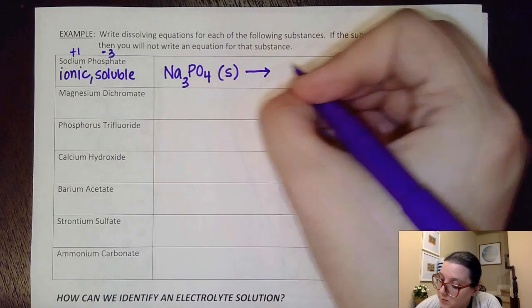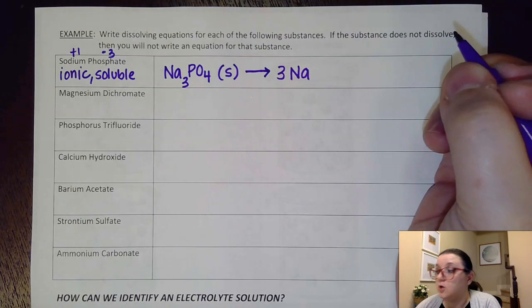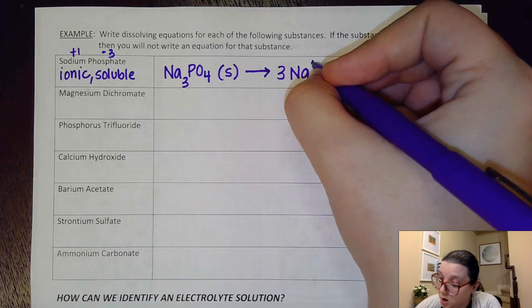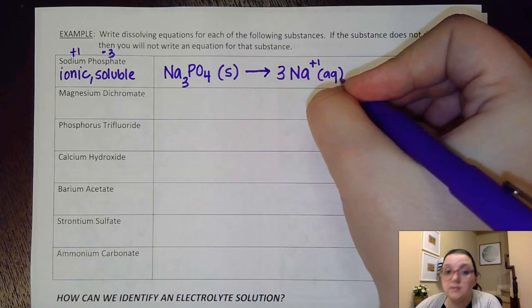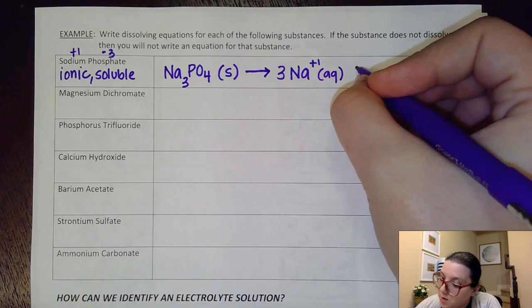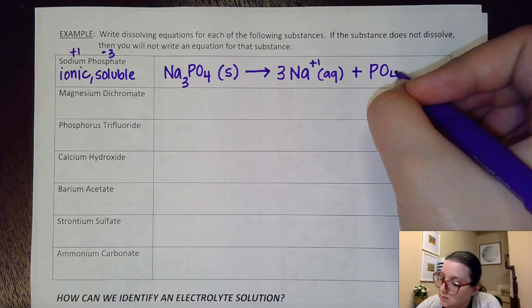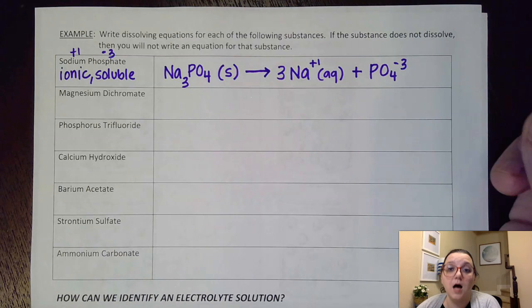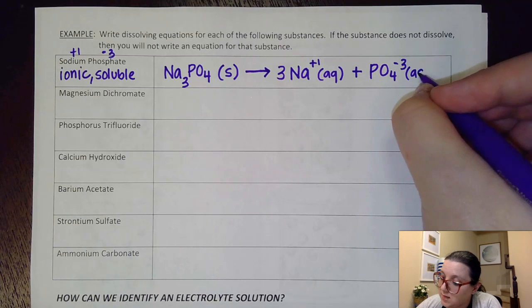I would break up into 3 sodium ions. And because it's an ion, I'm going to show its charge. And now I'm going to put that it's AQ because it's dissolved. And then I'm also going to put that I have my phosphate. Again, it's an ion, so I want to show it with its charge. And again, I'm going to put the AQ state.